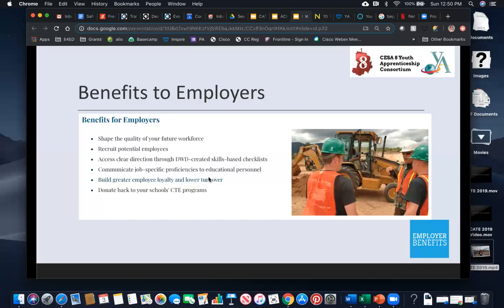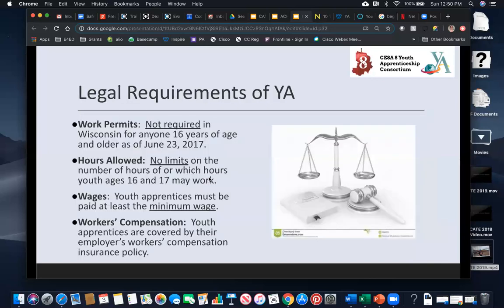Employers also play an active role in improving the quality of the future workforce by helping develop skill standards geared to industry needs. There are certain legal requirements of youth apprenticeship. Work permits used to be required by students at the age of 16, but now there is not a requirement in Wisconsin for any student who is age 16 or above as of June 23rd, 2017. And because youth apprenticeship is for juniors and seniors, all of those students will be at least 16 years of age.